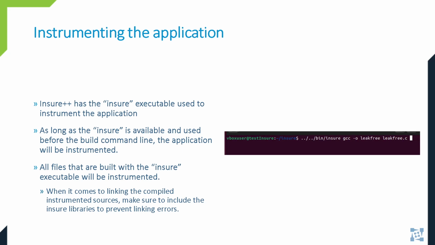If you don't want a file to be instrumented, just make sure that the Insure executable is not being used, and it will not instrument that file. However, if you have some files instrumented with Insure and some not, make sure you still use the Insure executable to link, as that will include the Insure libraries during linking time.